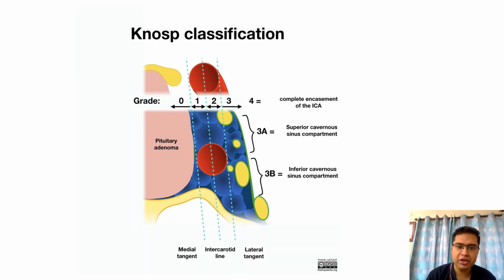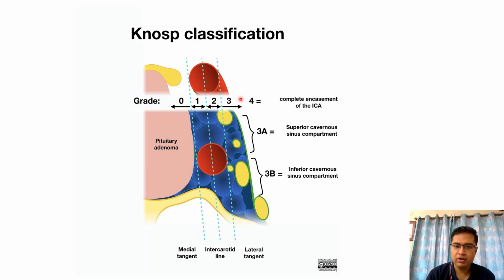So the NOSP classification gives 4 grades, where we draw 3 lines in relation to the carotid. There is a medial tangent on the medial wall of the carotid, then an intercarotid line, and then a lateral tangent. Any tumor which is medial to the medial tangent is grade 0. Between the medial tangent and intercarotid line, if the tumor extends, it is grade 1. Between the intercarotid line and the lateral tangent, it is grade 2. Grade 3 is beyond the lateral tangent.